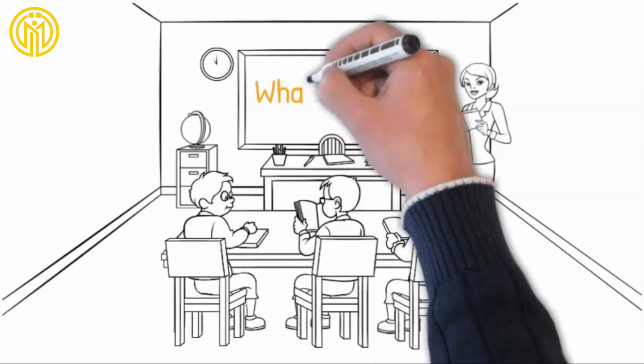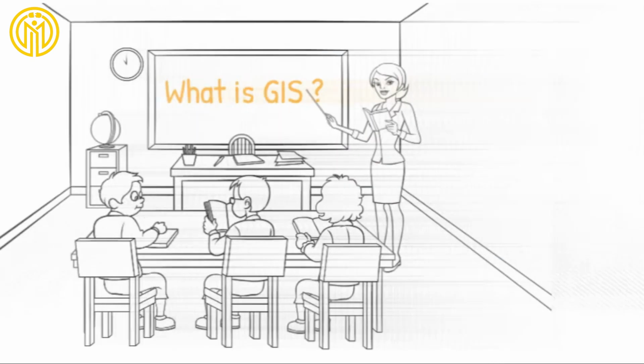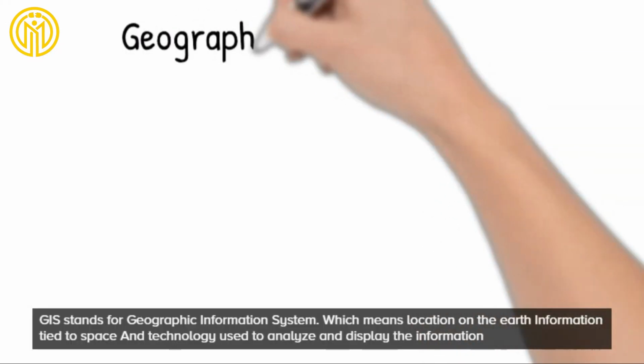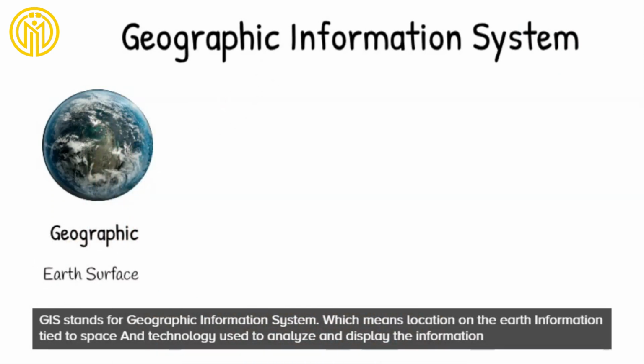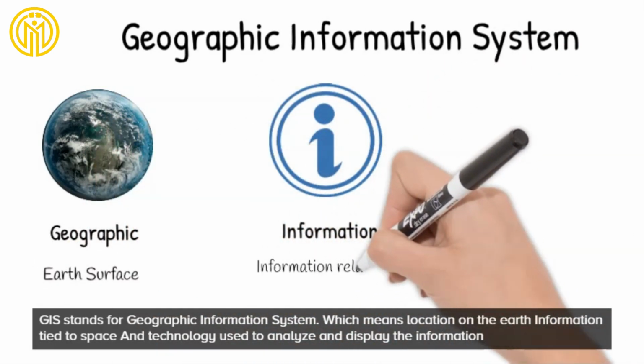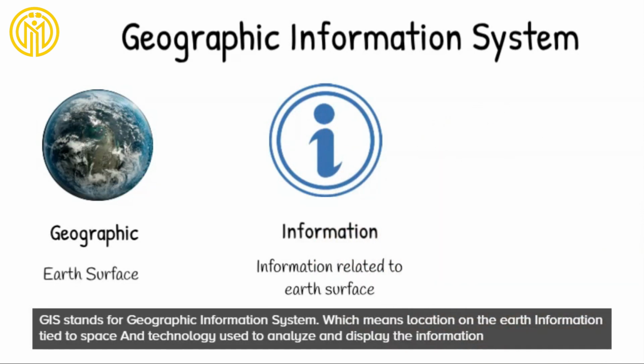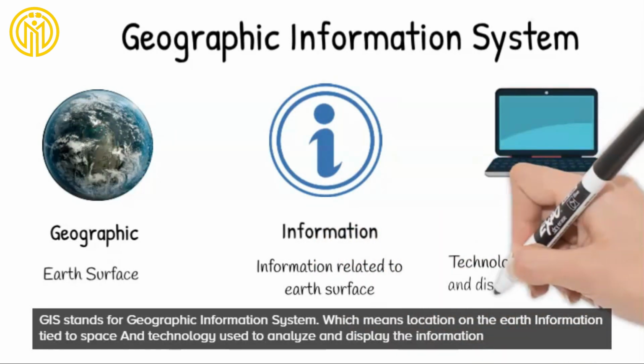What is GIS? GIS stands for Geographic Information System, which means location on the Earth's surface, information tied to space, and technology used to analyze and display the information.